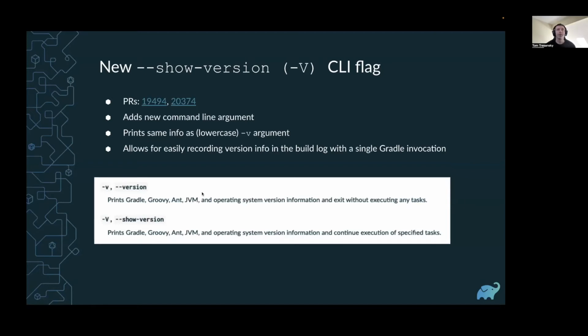So a new feature that was added is a new show version flag. The purpose of this flag is to print the version info that was currently printable with the --version flag, but not immediately exit Gradle. So in a single Gradle invocation, you can see all that version info and then run your tasks to capture the whole thing in the log. This could be useful in CI environments where you don't want to be running Gradle more than once. So next slide, I'll show you what it looks like.